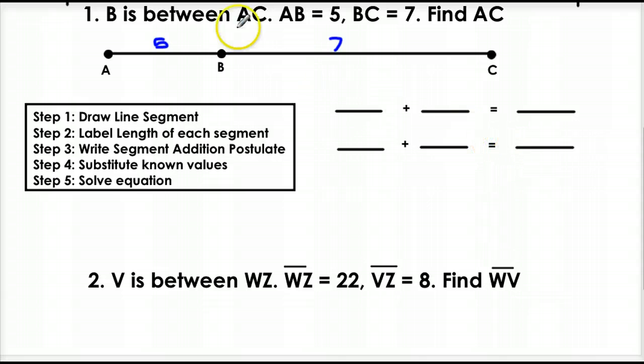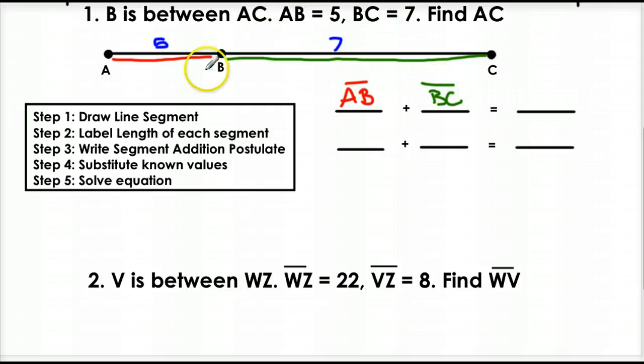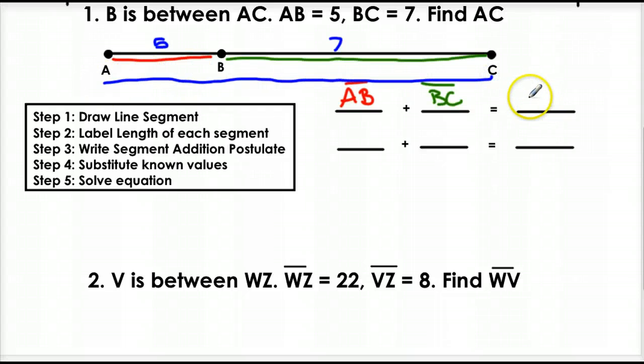Well, the next step is to actually write the segment addition postulate. So we know that AB, this segment right here, so line segment AB, and don't forget the little line on top, plus line segment BC, that's this segment over here, is equal to the whole line segment. And that's AC.